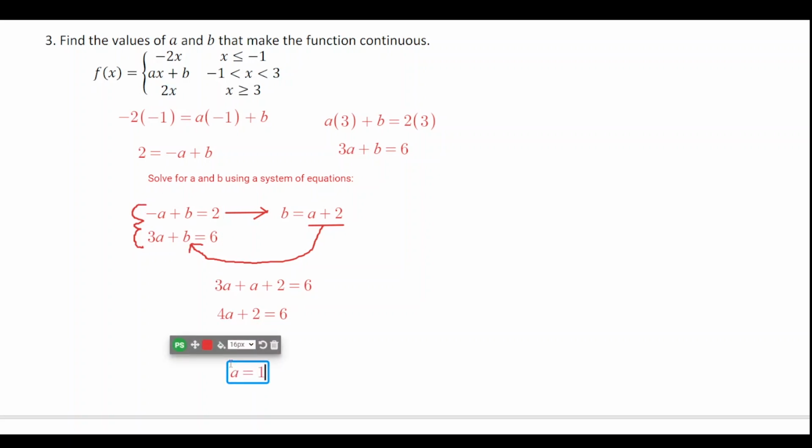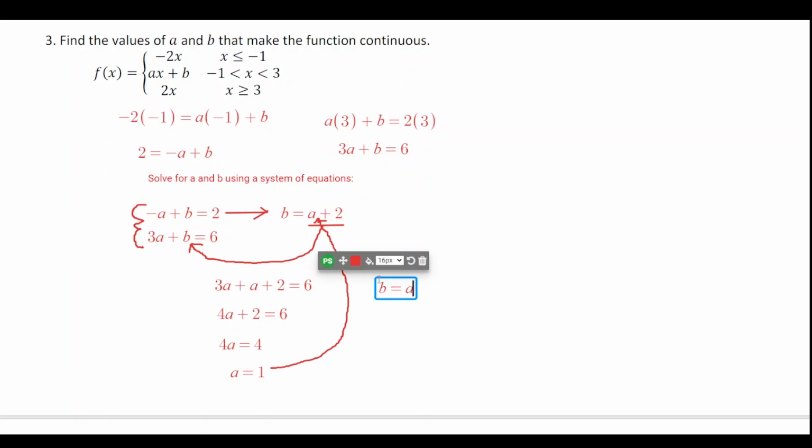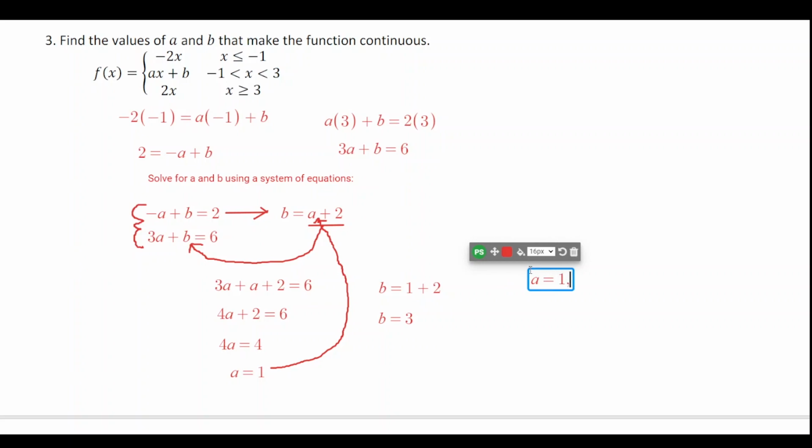So we got a. And then we can use that a. We know a is 1, and since b is a plus 2, and a is 1, then that means b is 3. So we get a equals 1 and b equals 3 as our values that would make this piecewise function totally continuous, meaning it's continuous at the first break and the second break if we make a 1 and b 3.